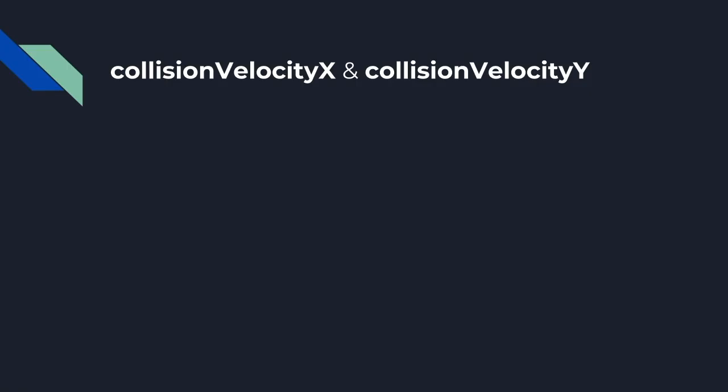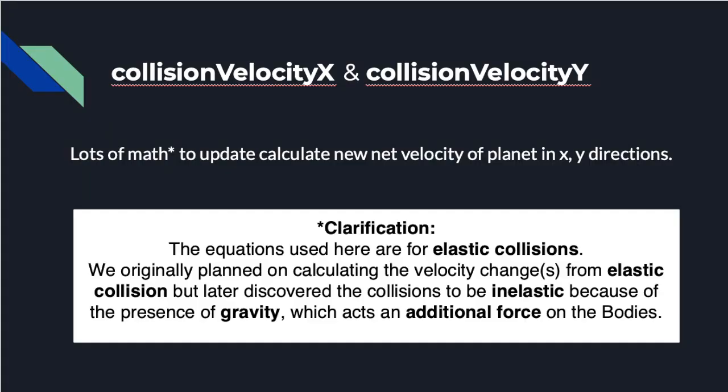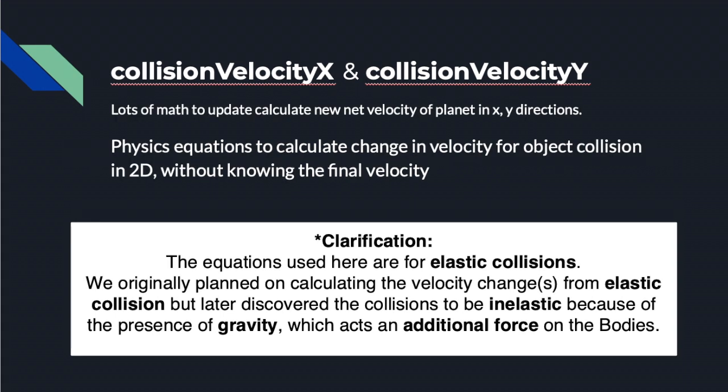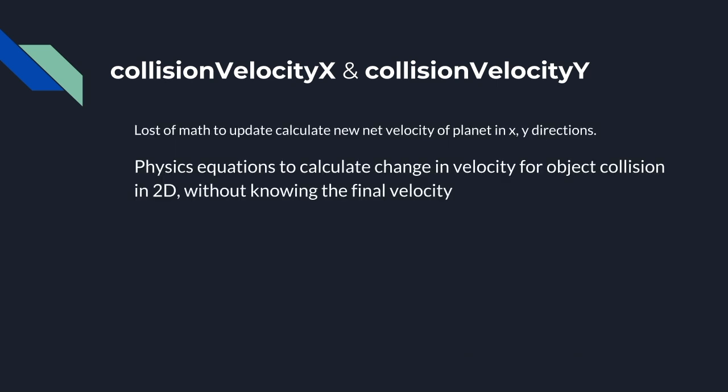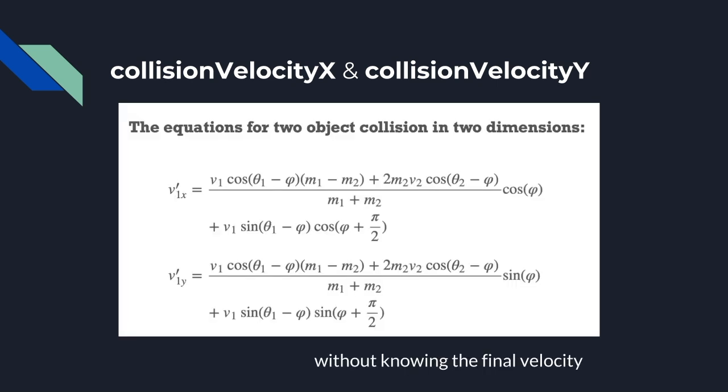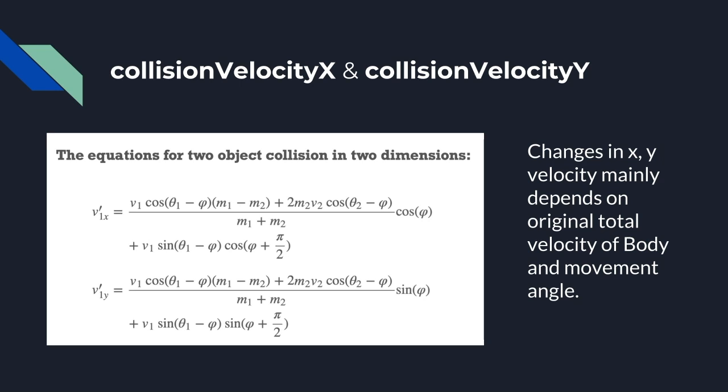A closer look into the collisionVelocityX and Y methods. Many equations exist to calculate the change in velocity for object collision in 2D without knowing the final velocity. So these are the 2 main equations. The top one is in the x direction and the bottom one is the change in velocity in the y direction. And these equations are special because we do not know the final velocity.